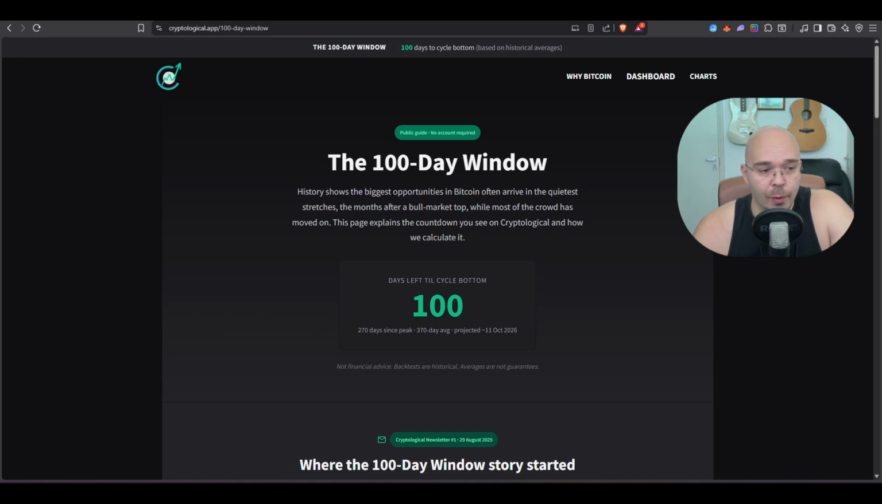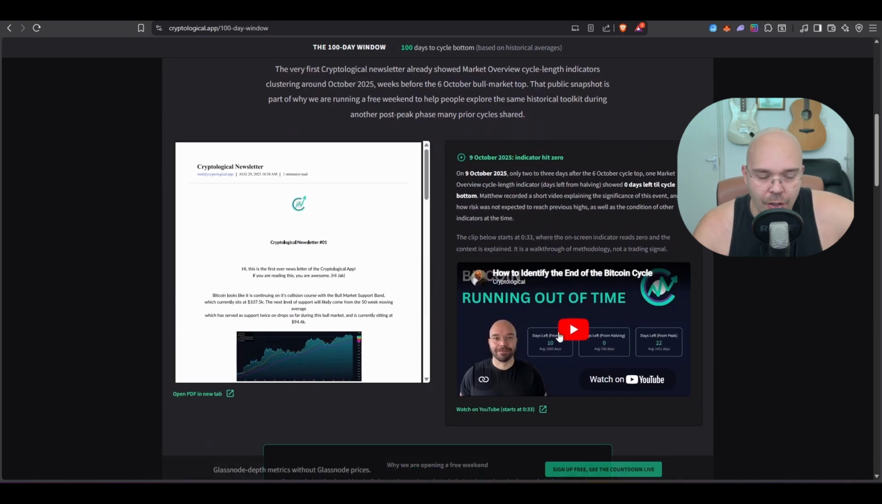Today on Cryptological, we're looking at the 100-day window opening. We are at, boom, 100 days. It's triggered. If you don't know what this is, I don't blame you, because it's something I made up myself only recently. But it's based on last cycle, before the peak.